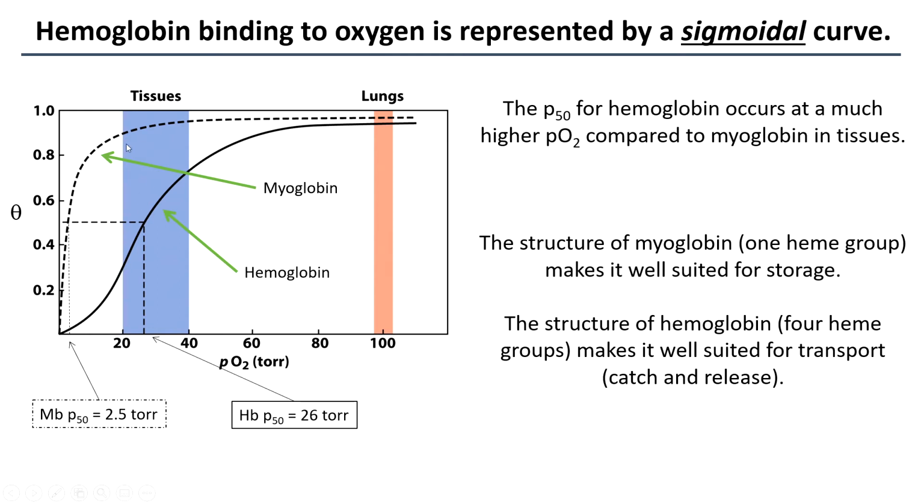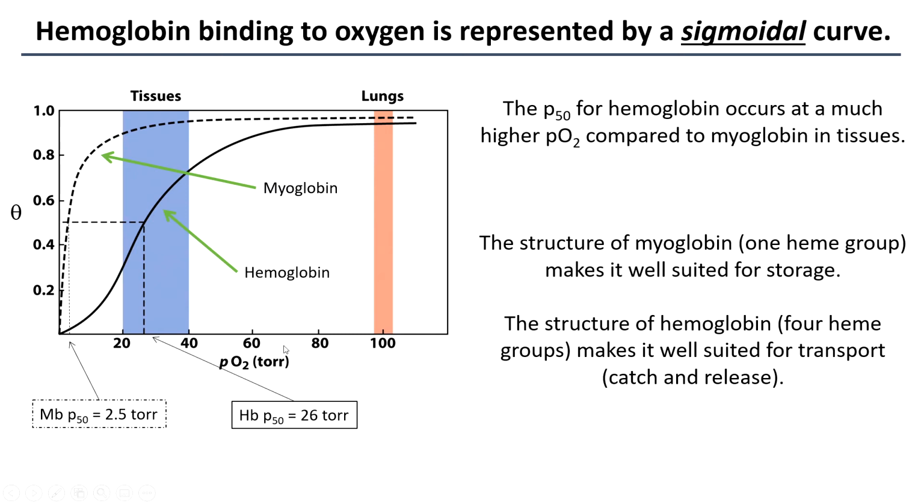The difference in the shape of the curve has to do with the structure of the proteins and also how many oxygens it's capable of binding. The structure of myoglobin is one heme group, so one molecule can bind to it. That makes it well suited for storage because it binds very tightly at a very low concentration of oxygen and will hang on to that and will not let go. Even if the oxygen concentration drops in the tissue, it's going to take a very, very small concentration of oxygen to encourage myoglobin to release its oxygen molecule.